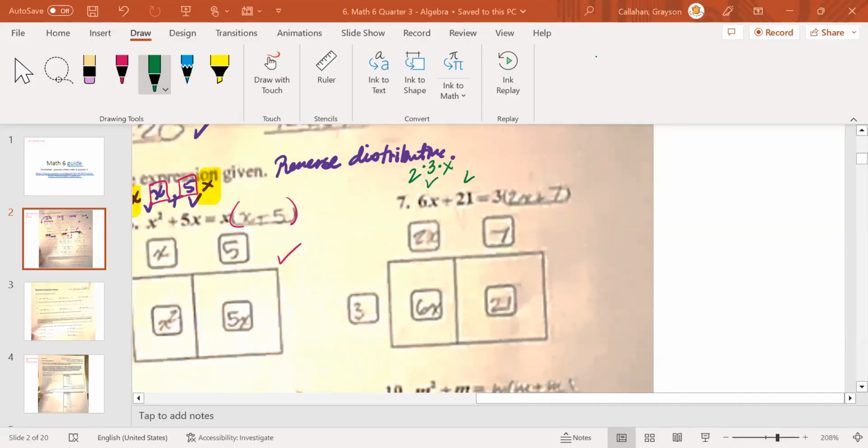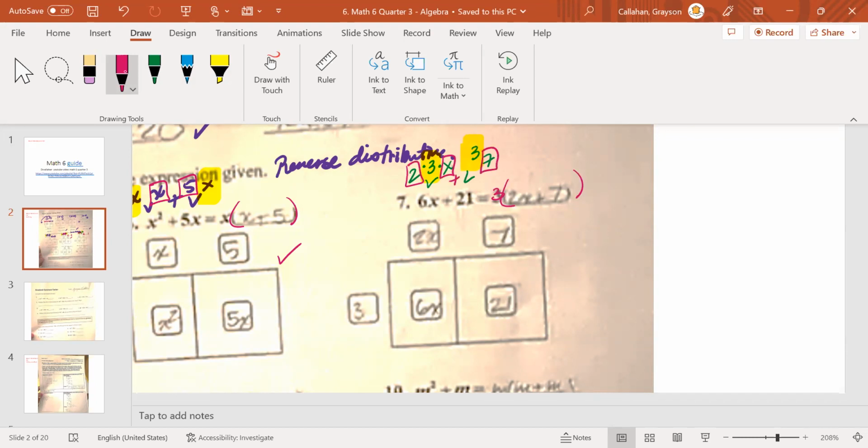So for this one, you see how it's 3 times 2 times x. This one is 3 times 7. So what do they have in common? Do you see how they both have a 3 in common? So if I take the 3 out, 3 goes on the outside. What goes on the inside? 2x is the first part plus 7. So 2x plus 7. Do you see that?